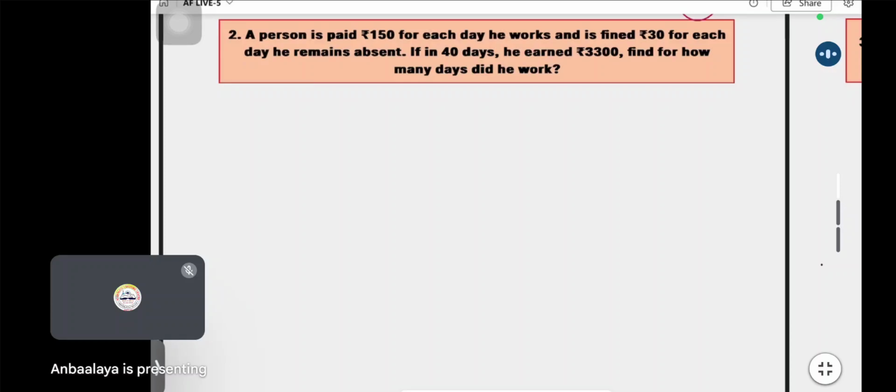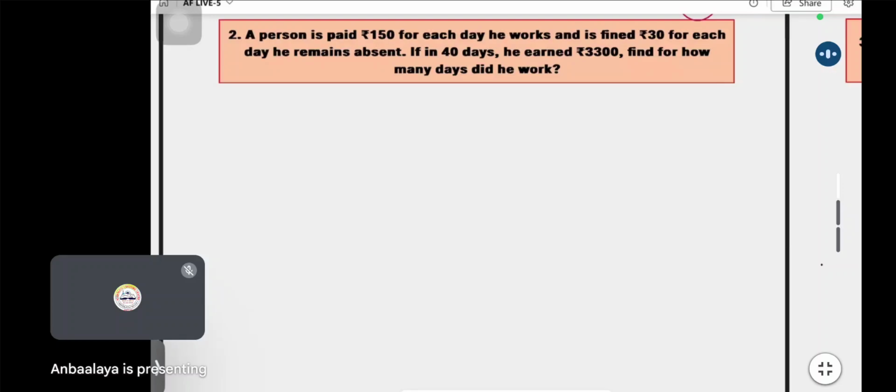Listen carefully. Many of us go to work. For each day he works, that person is paid rupees 150. If he didn't go to work and is absent that day, he is fined and should pay rupees 30 to the company. In 40 days, he earned 3,300 rupees. Now we need to find how many days he worked.